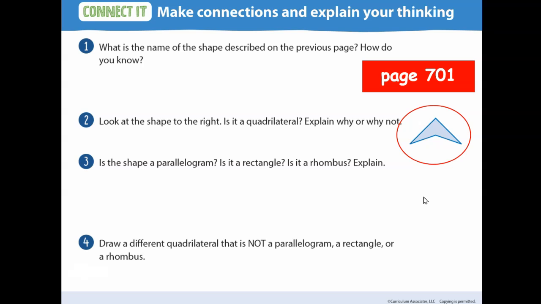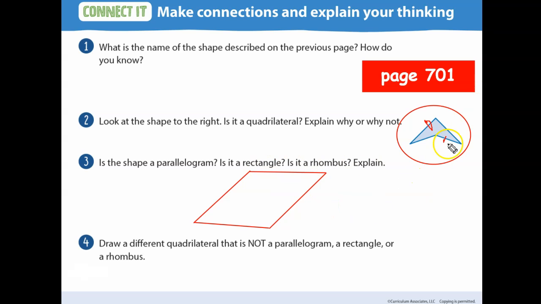Is the shape a parallelogram? No. Why isn't it a parallelogram? The sides aren't parallel. I don't have sides that look like this, right? This would be a parallelogram. Okay. Is it a rectangle? No. Why? Because it also doesn't have parallel sides and it doesn't have right angles. It doesn't have any right angles. Plus this side right here is not the same length as this side, right?